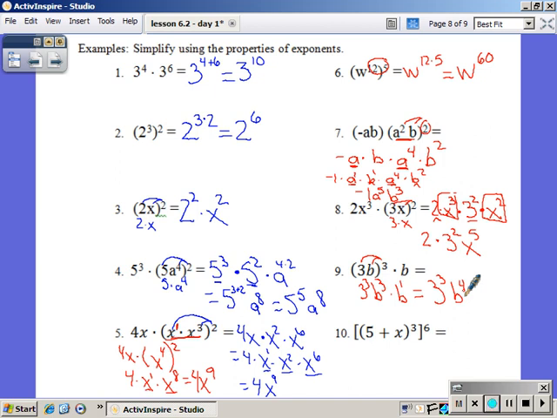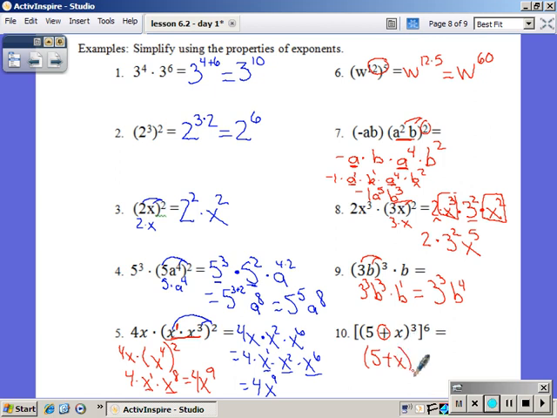And the last one looks a lot worse than it is. Start inside that set of parentheses. 5 plus x, can't do anything to that. My exponent, can I distribute it inside? No, and why not? Because it is a sum. The only way we can distribute an exponent inside a set of parentheses is if it is a product. Multiplication being done inside the set of parentheses. Therefore, this 5 plus x must remain in a set of parentheses.